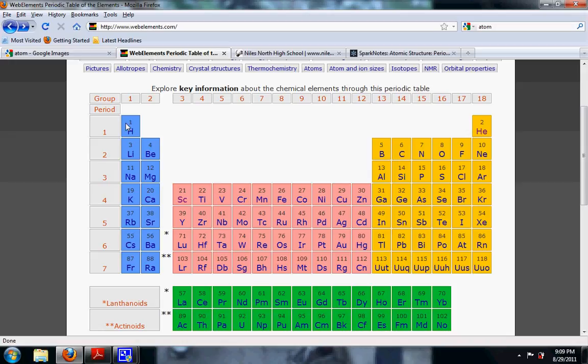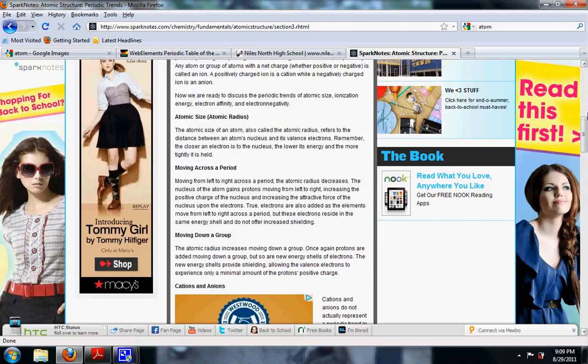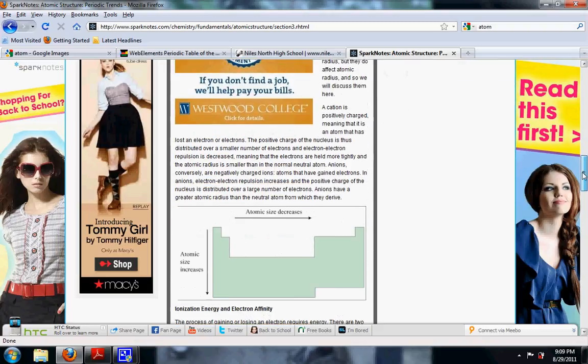However, going downwards, they get bigger, because every time it goes down one of these periods, these end up having one more orbit or energy level of electrons, so they're actually going to be bigger. So the trend for size is that you start out big to the left and get smaller as you go to the right, but you also start smaller at the top and you get bigger as you go down. And that's called a periodic trend, and specifically we call that the periodic trend of atomic size.